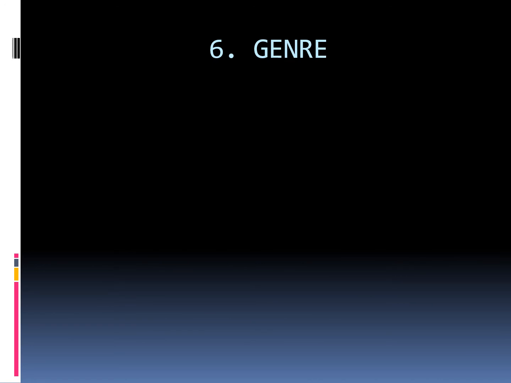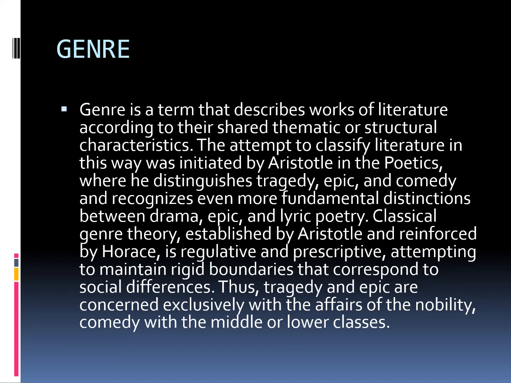Genre. Genre is a term that describes works of literature according to their shared thematic or structural characteristics. The attempt to classify literature in this way was initiated by Aristotle in the Poetics, in which he distinguishes tragedy, epic, and comedy, and recognizes even more fundamental distinctions between drama, epic, and lyric poetry.